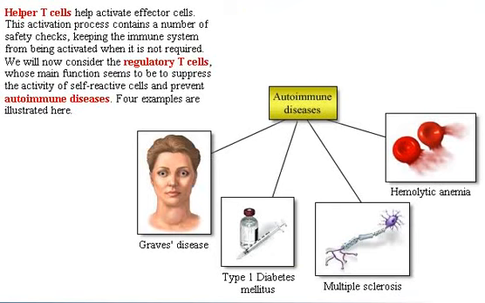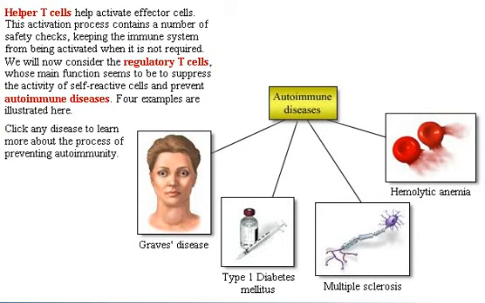As we've seen, the helper T cells help activate effector cells of the immune system. This activation process contains a number of safety checks whose purpose is to keep the immune system from being activated when it is not required. We will now consider our last class of T cells, the regulatory T cells, whose main function seems to be to suppress the activity of self-reactive cells and prevent autoimmune diseases like the 4 examples illustrated here.